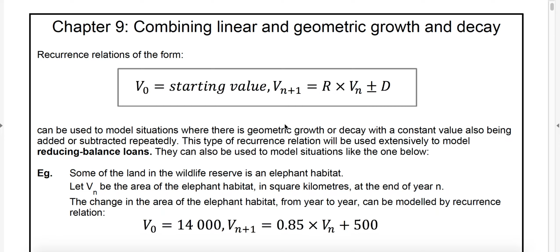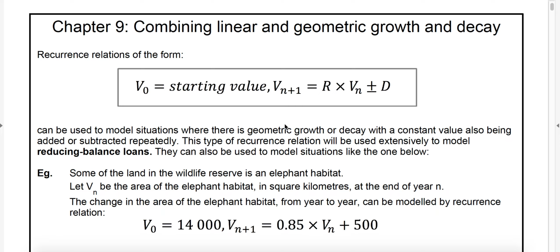Welcome further maths students to chapter 9. So far in recursion and financial modelling, we've been looking at some linear growth, linear decay, and geometric growth, geometric decay. And finally in chapter 8, we looked at effective rate.